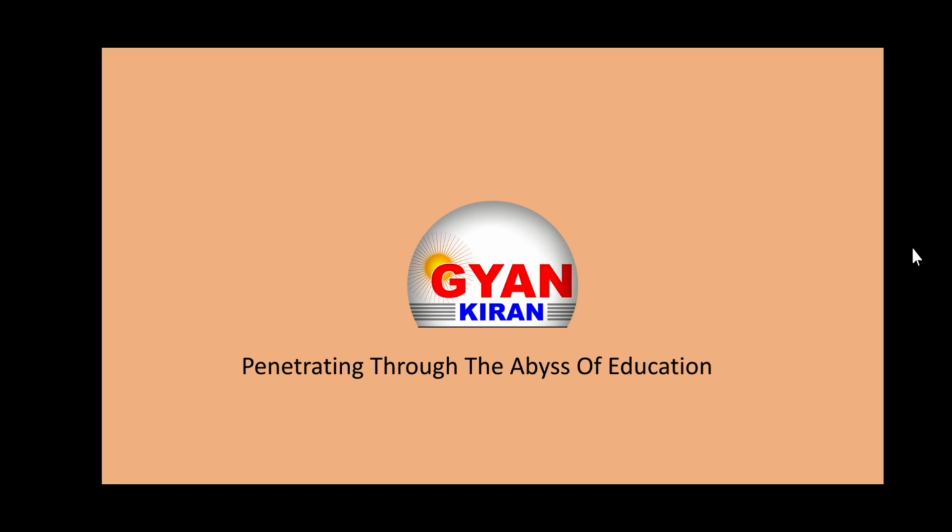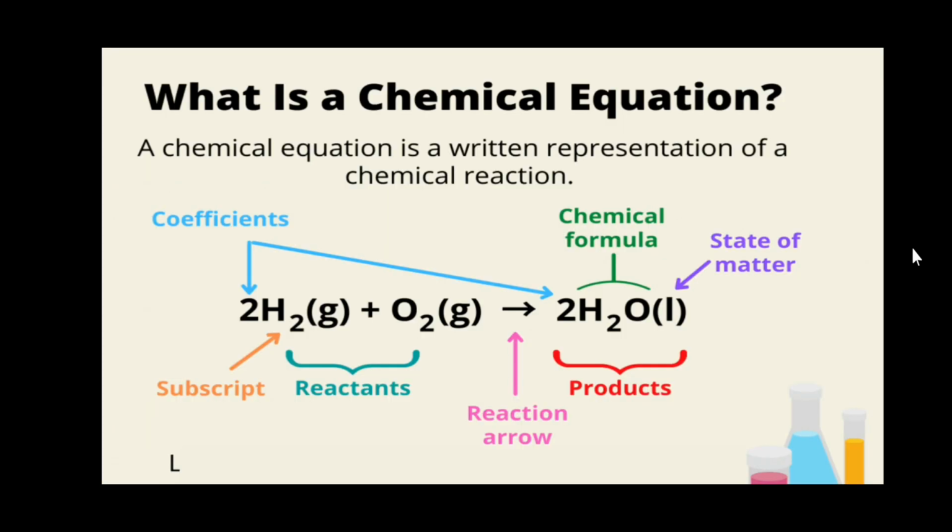Dear student, in this session we are discussing how to balance the chemical equation. Before going through the process of balancing the chemical equation, first we have to understand what actually is meant by a chemical equation. A chemical equation is a written representation of a chemical reaction.